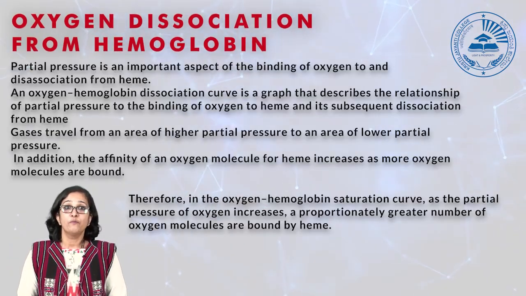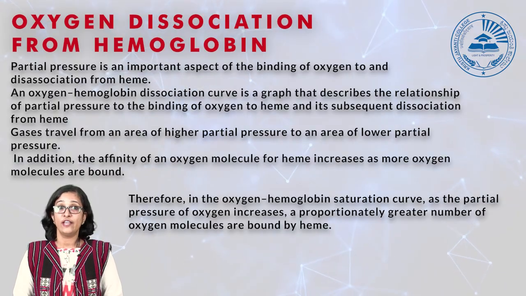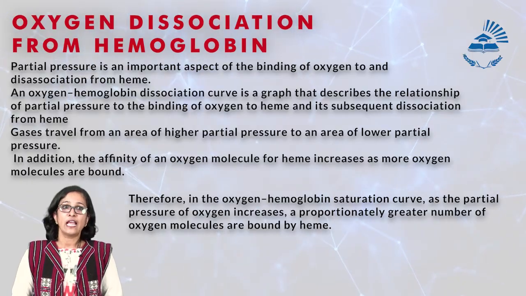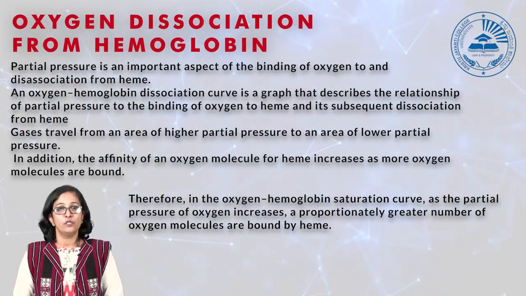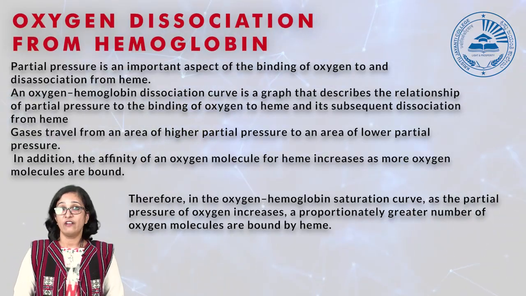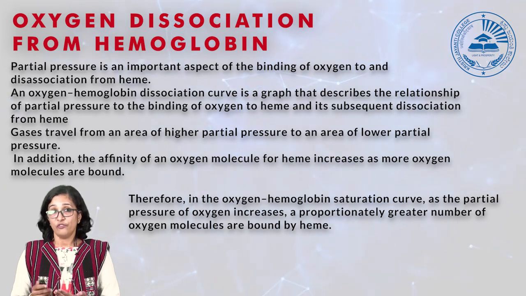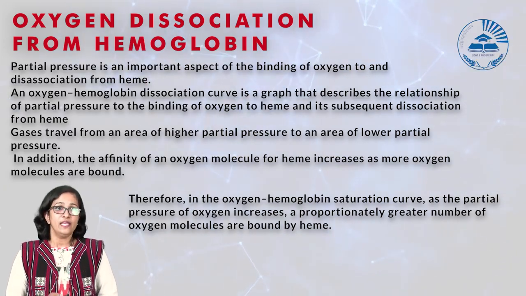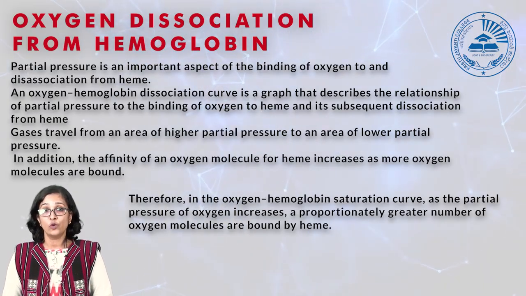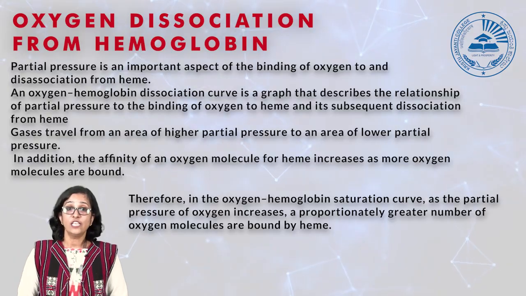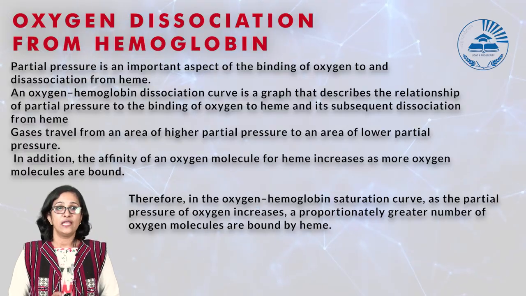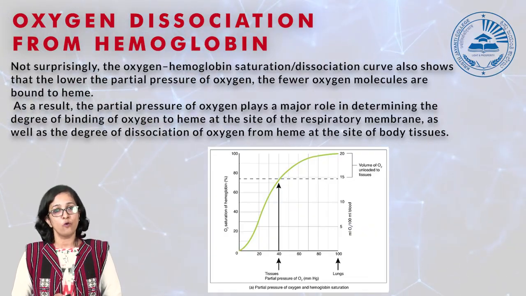Partial pressure is an important aspect of the binding of oxygen to and dissociation from heme. An oxygen hemoglobin dissociation curve is a graph that describes the relationship of partial pressure to the binding of oxygen to heme and its subsequent dissociation from heme. Gases travel from an area of high pressure to an area of lower partial pressure. That's a common phenomenon. In addition, the affinity of an oxygen molecule for heme increases as more oxygen molecules are bound. Therefore, in the oxygen hemoglobin saturation curve, as the partial pressure of oxygen increases, a proportionately greater number of oxygen molecules are bound by heme.